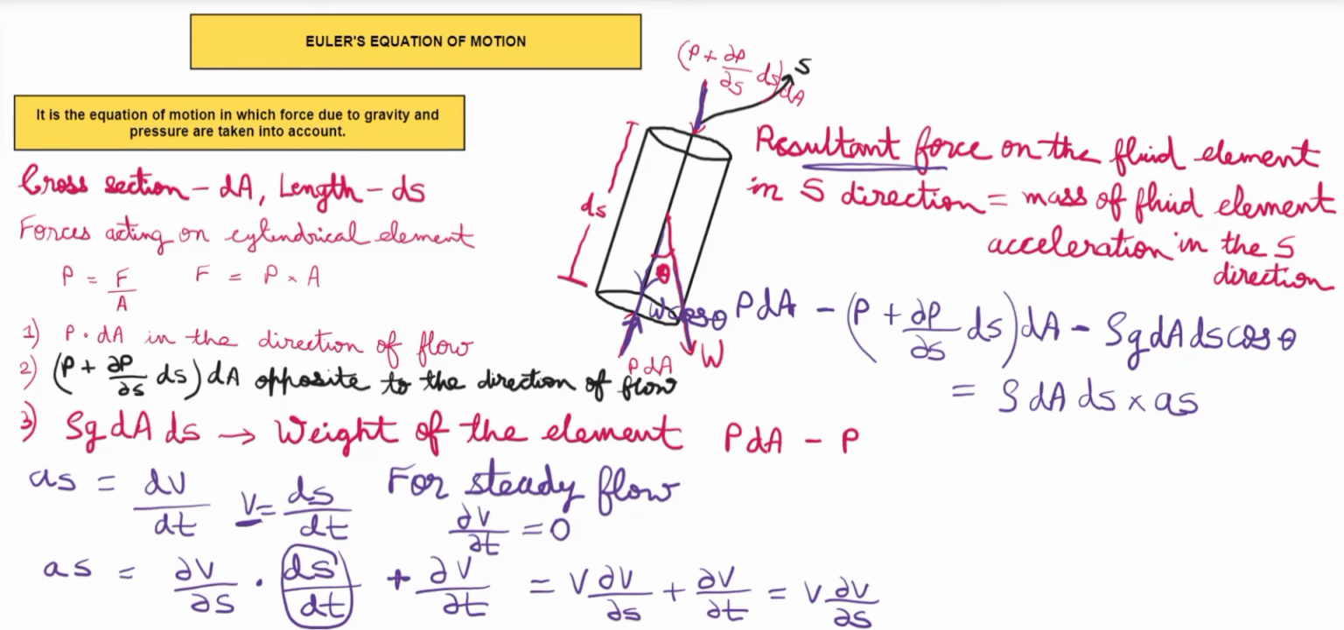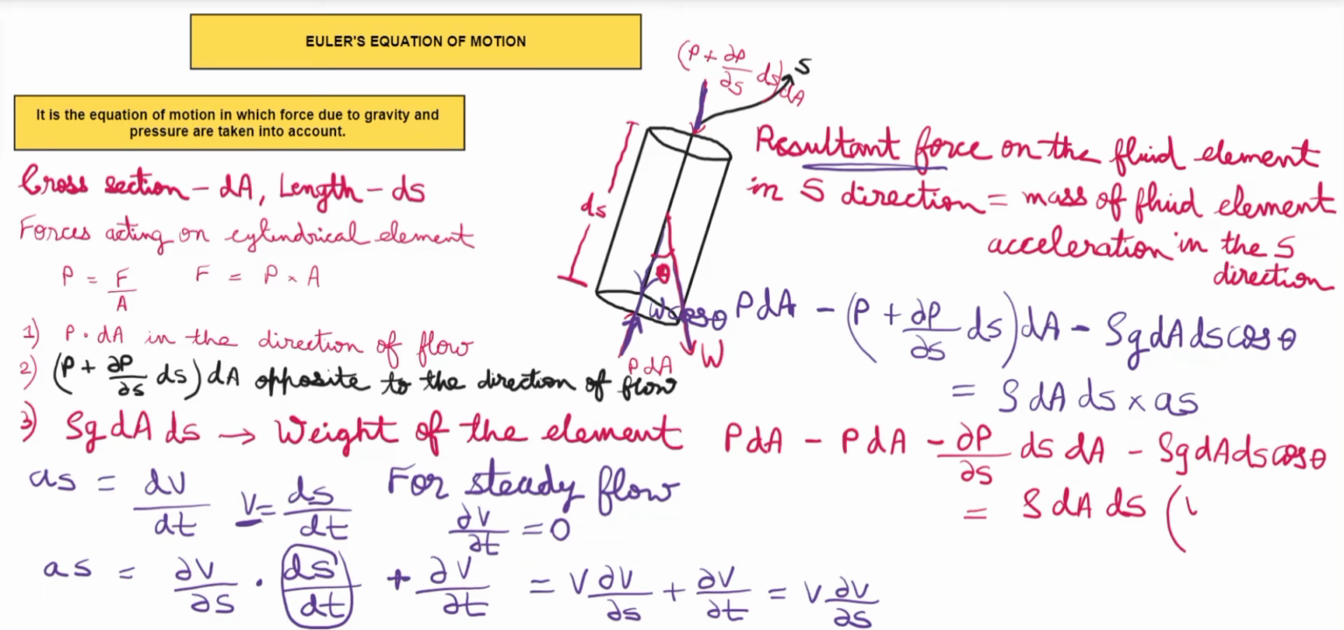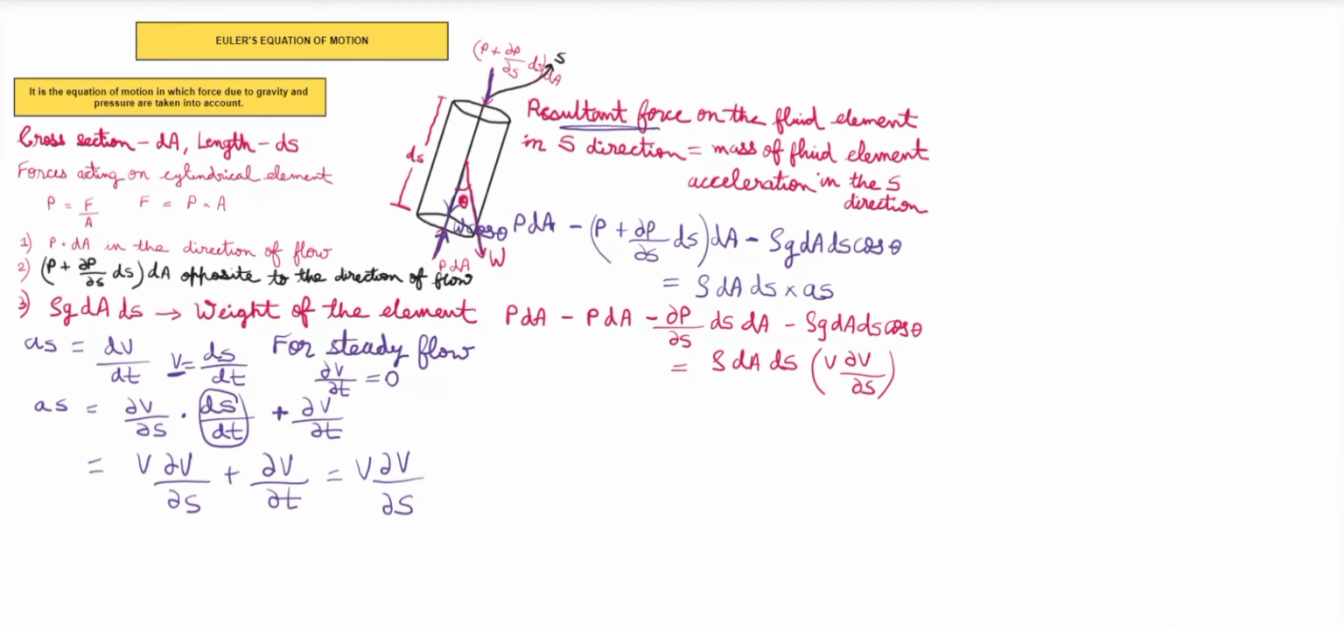Now we'll just place this in this equation. Firstly, we'll expand this bracket. PdA minus del p by del s ds into dA minus rho g dA ds cos theta will be equal to rho dA ds into as. As is v del v by del s. Now we'll just divide this by rho dA ds on the left side.